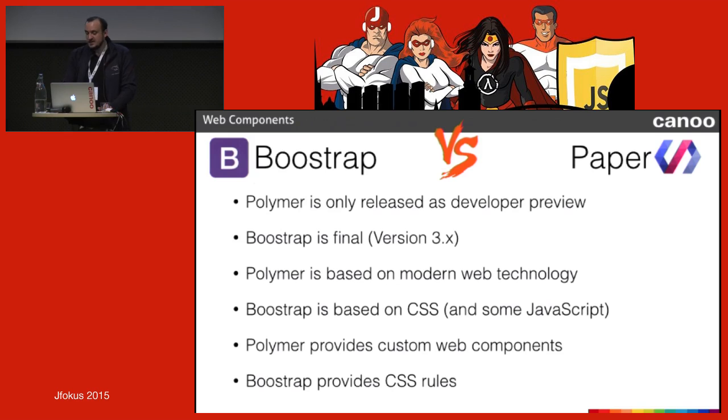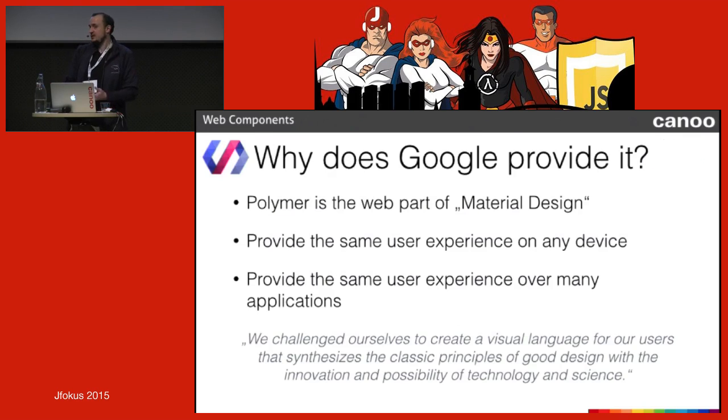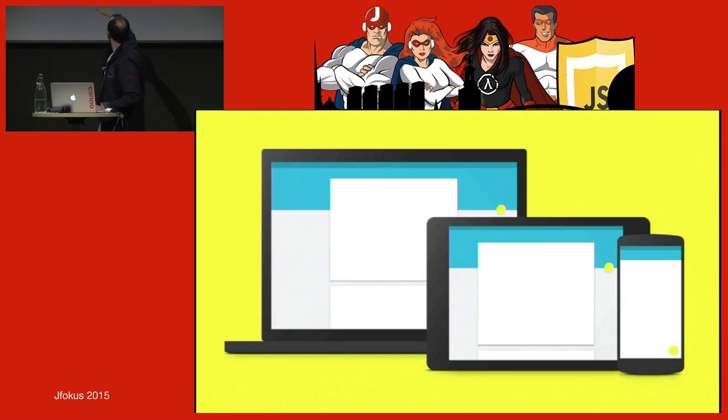Okay, so we have this Polymer Paper. So the question is why Google does this. Why did Google create Polymer, and why did Google create Polymer Paper based on Polymer? So maybe some of you know that last year Google introduced Material Design, which is or should be Google's default skin or default UI for all the applications. It should be responsive. So here's an example of how it looks.